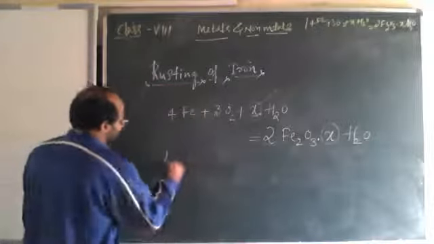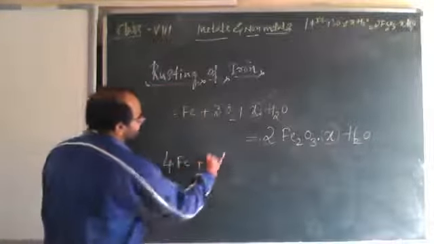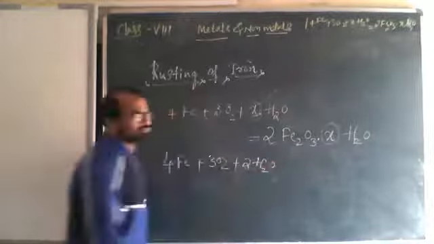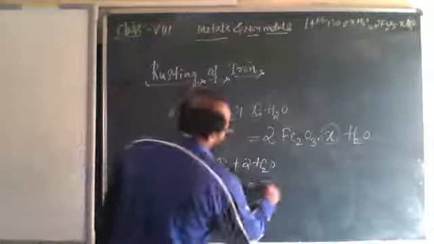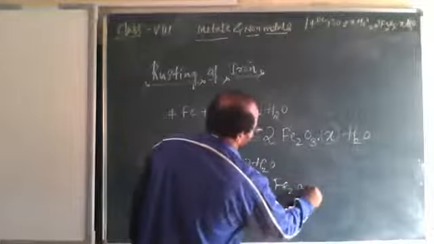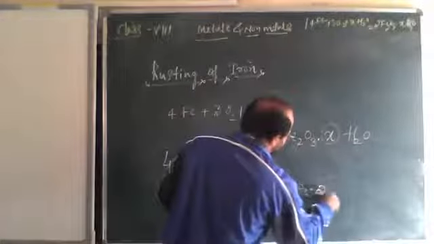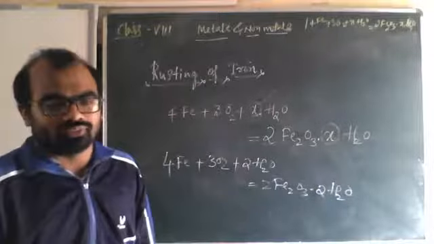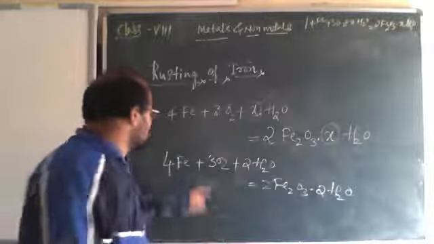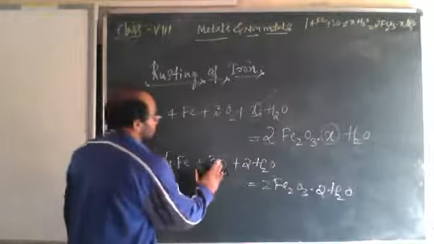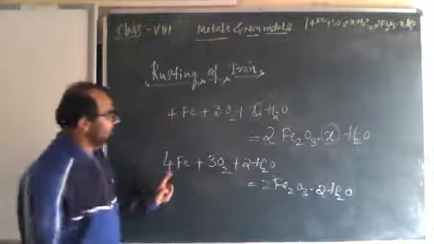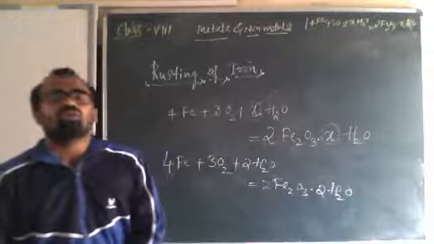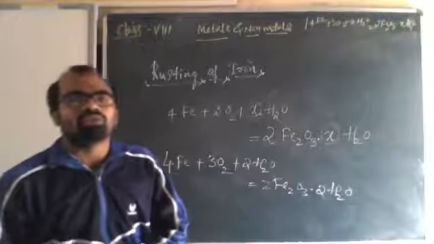For example, 4Fe will react with 3O2. For example, I will take 2 molecules of water. It is reacted with 2 molecules of water. So it will form 2Fe2O3 into 2 molecules of water. This is very important. This is called rusting of iron. So 4Fe reacts with 3O2 and 2H2O. It will form 2Fe2O3, 2H2O. So you have to remember all these things.